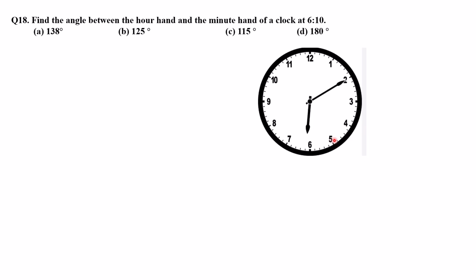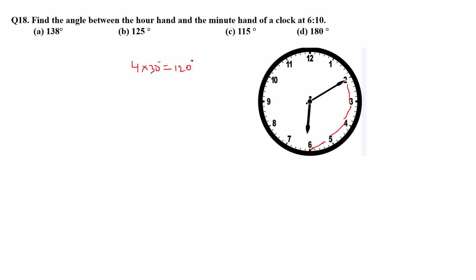So first let's draw the clock which is at 6:10. Now to find the angle between the hour hand and the minute hand, first you see what is the gap here. So 2 to 3, 3 to 4, 4 to 5, 5 to 6. Now for one gap, 30 degrees. So 4 gaps is 4 into 30 degrees, which will give me 120 degrees.